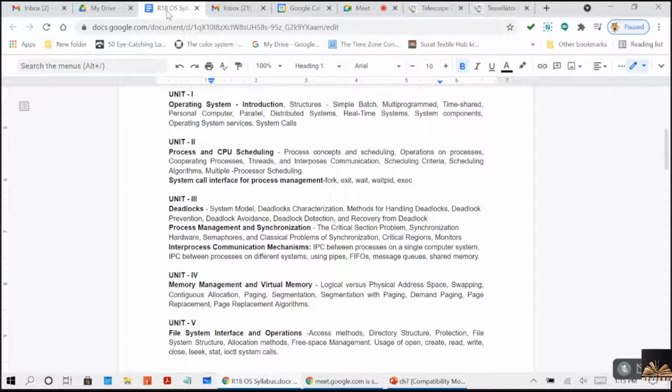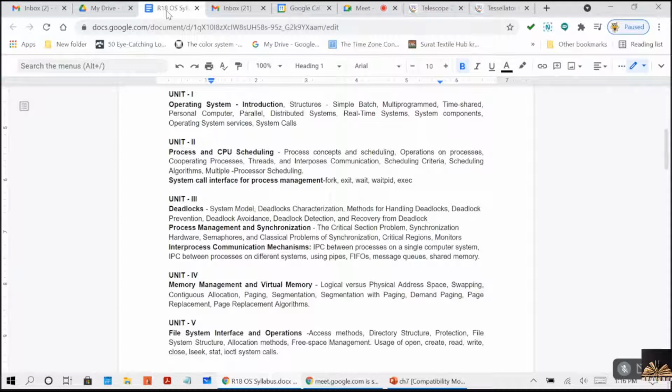And now inter-process communication mechanism. So we already discussed about inter-process communication, yes or no, right? For that we discussed two methods. What are those? Shared memory and message passing, right? So here we'll see in detail about the inter-process communication mechanisms, right? So that is how inter-process communication between processes on a single computer happens, and how this can happen between the processes on different systems. If they are in the single computer, they will be communicating through the shared memory. If the processes are in different systems, they will be communicating through the message passing, right?